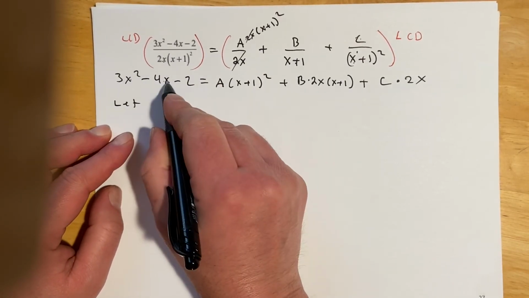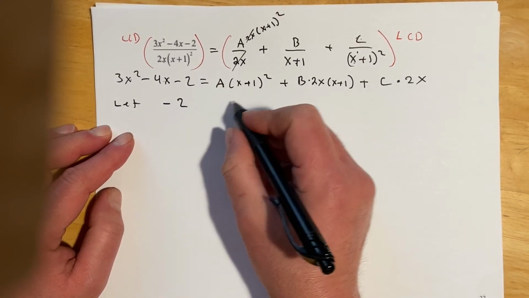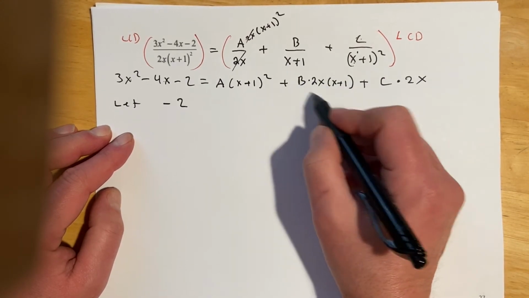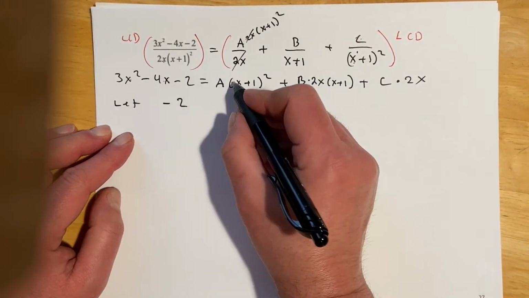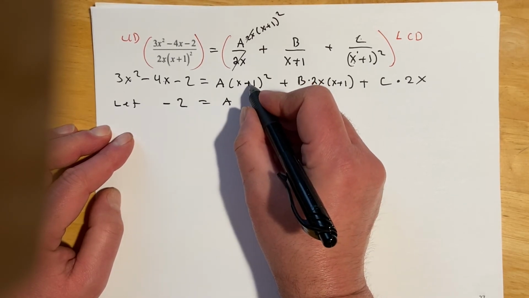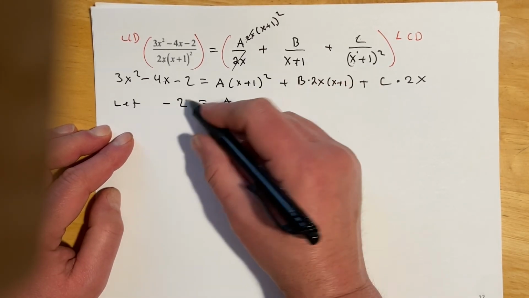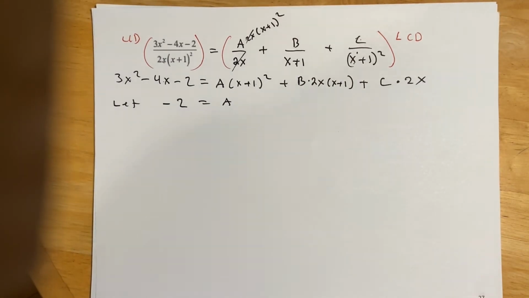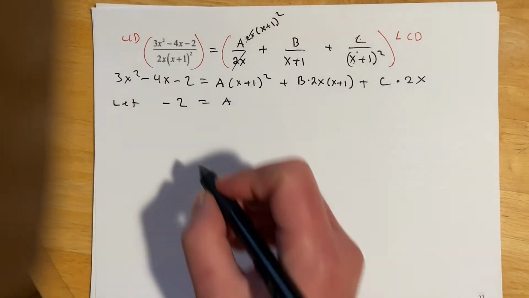So when x is 0, that's all gone. I have -2. 0 times all that, who cares, is gone. 0 times who cares is gone. So just that a term survives. So that will be 0 plus 1 squared, which is 1. So pretty much a ended up -2 without me doing too much work there.